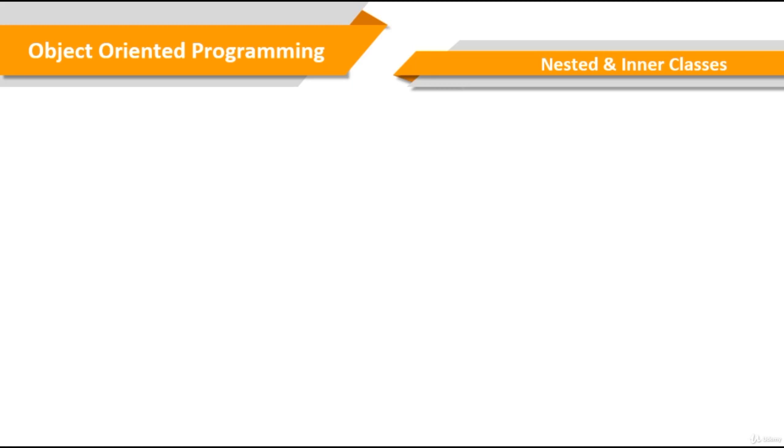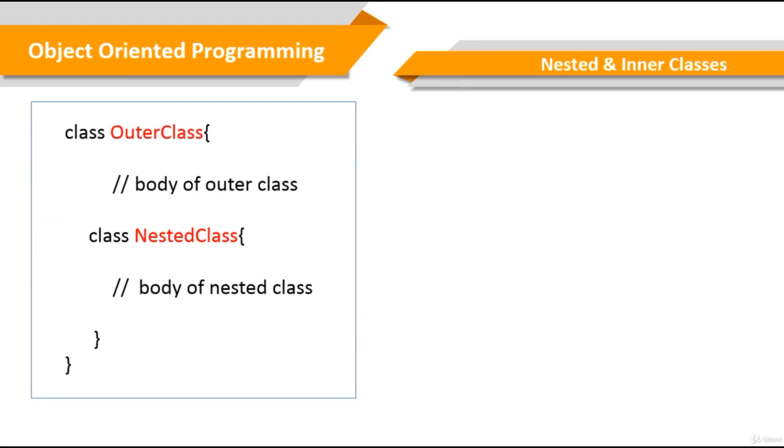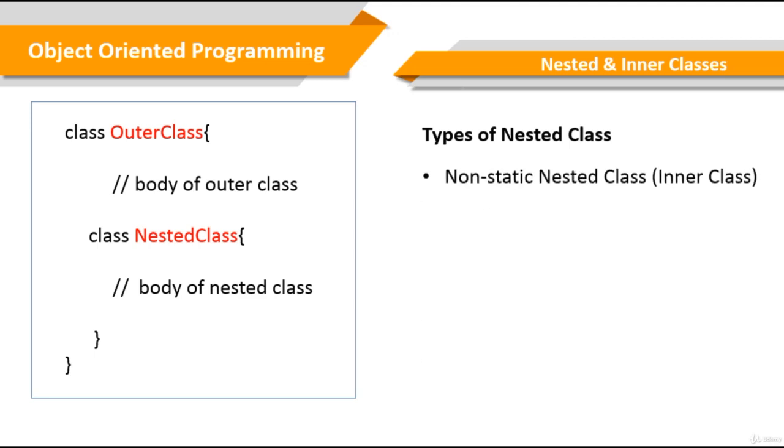Nested and inner class. In Java, we may define a class within another class, and this class is known as a nested class. There are two types of nested classes in Java. The first one is the non-static nested class, and that's known as an inner class. And of course, the second one is the static nested class. So let's talk about non-static nested classes first.